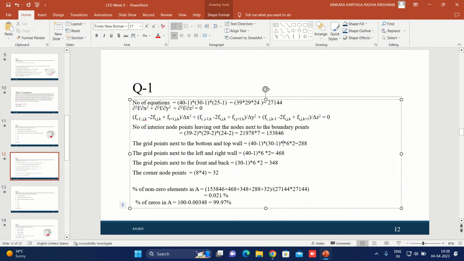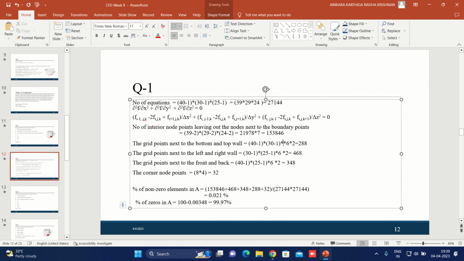into 6 into 2. And left and right wall, it would be 30 minus 1 into 25 minus 1 into 6 into 2. Here again it would be 40 minus 1 and 25 minus 1, 25 minus 1 into 6 into 2.